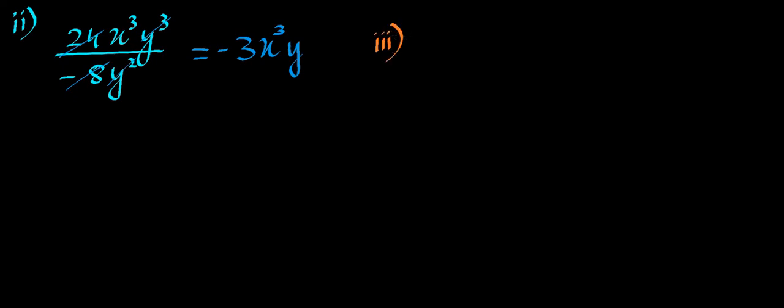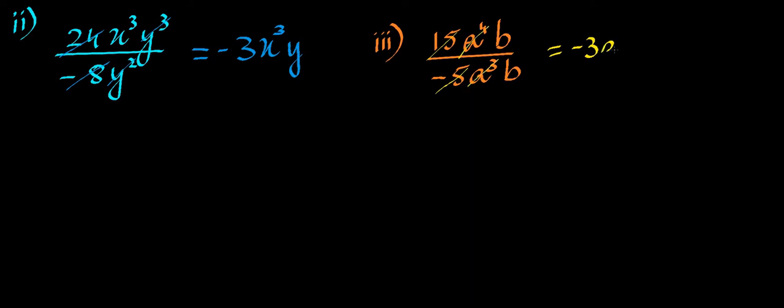This says 15a raised to 4 b raised to nothing, that is 1, divided by minus 5a cube b. Again, the numerical division first, 5 1 times, 5 3 times, only one negative sign, it will continue to be there. A raised to 4 divided by a raised to 3, 4 minus 3 gives me only one a, b and b both are cut, so my answer is minus 3a.